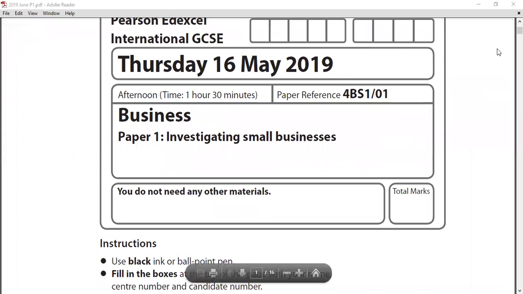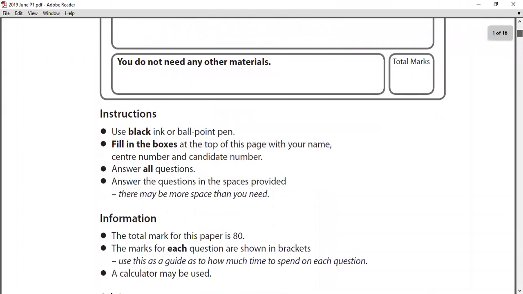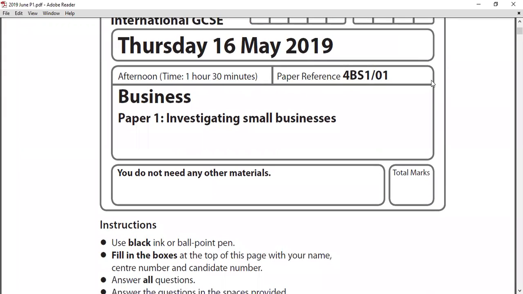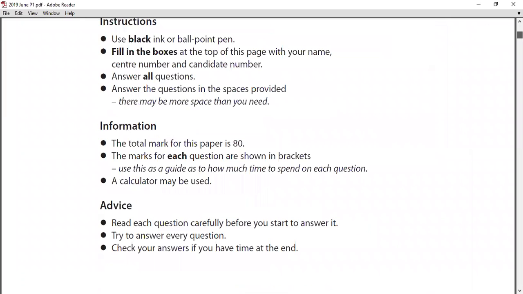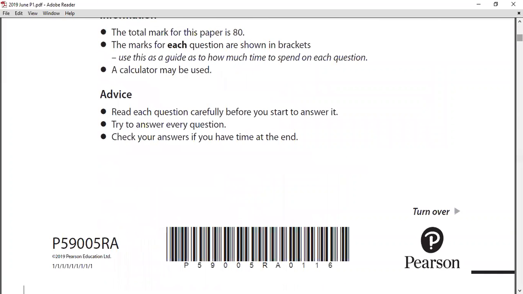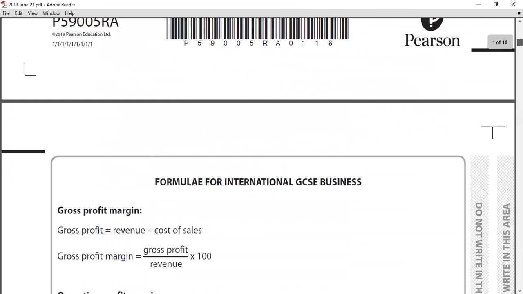Here you can see the paper code is 4BS10/01, investigating small business. Time for this paper is 1 hour and 30 minutes. That means the paper is out of 80 marks, and literally 90 minutes you have for 80 marks. So you can take this as a hint for the time and everything.